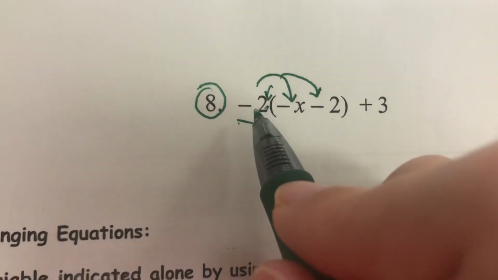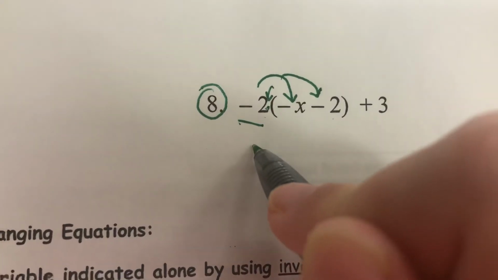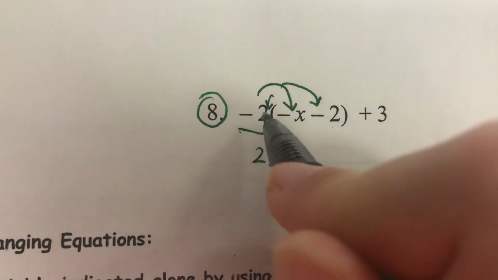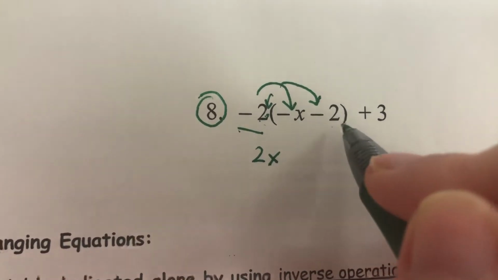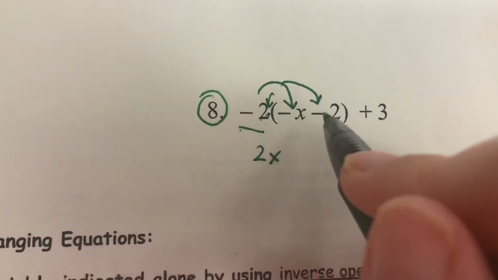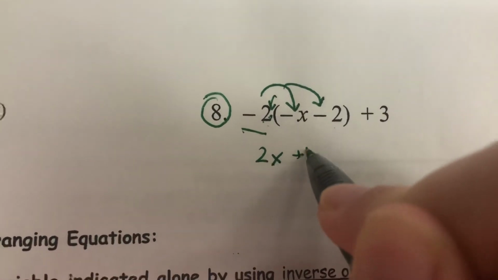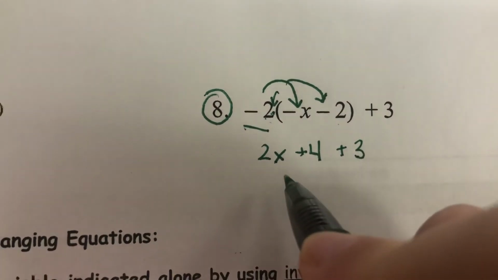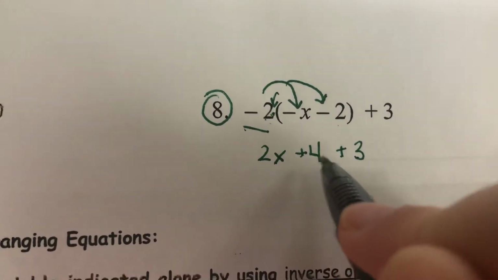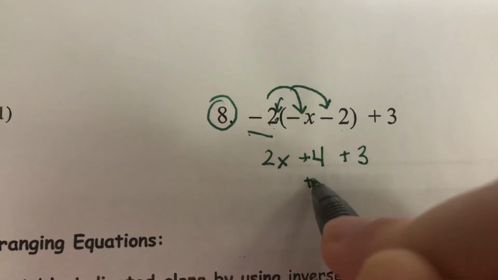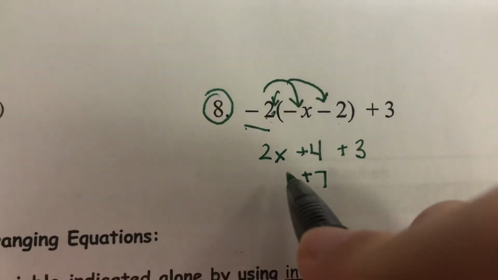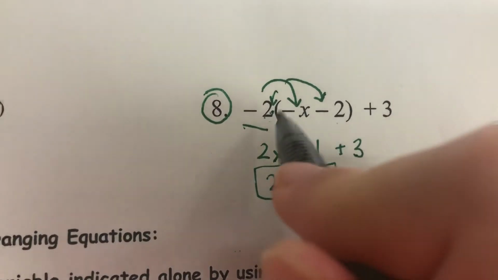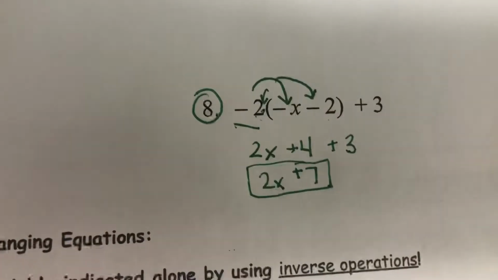So I have a negative 2 times a negative x. Negative times a negative is a positive. So that's positive 2x. And then I have a negative 2 times a negative 2, so that's a positive 4. And then that 3 was hanging off on the side, so you throw it to the side. Follow like terms. Oh, we have a 4 and a 3. We can literally do 4 plus 3. We know that from elementary school. And so now you have a 2x plus 7. So we simplified this long thing into just 2 terms.